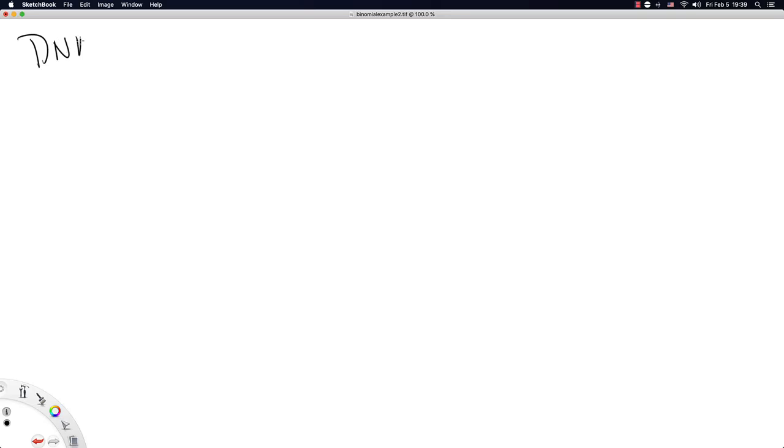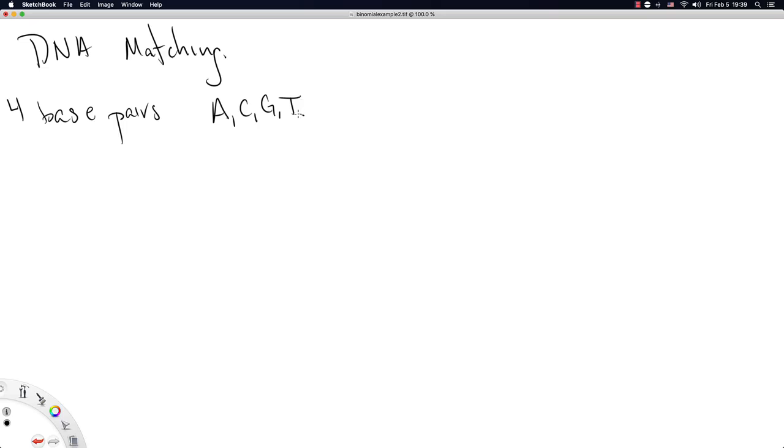Okay, here we go. DNA matching. If you don't know, DNA consists of 4 what are called base pairs: A, C, G, and T. All of humans are basically composed of, I'm going to go with billions of base pairs that look like this in some complicated world of biology and chemistry that I really can't speak much about.